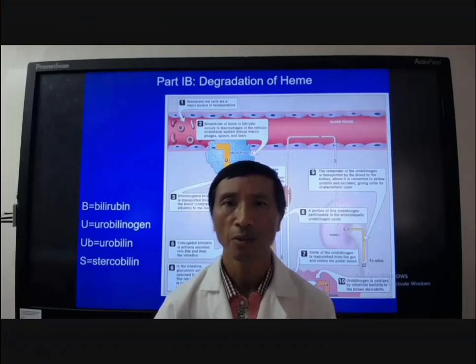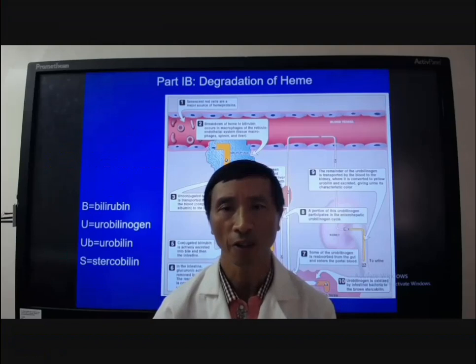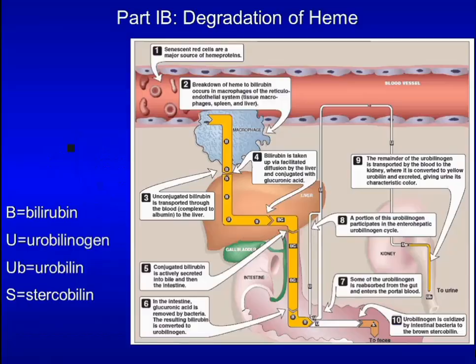Now, let's move to part 1b. We will look at degradation of heme. Most of heme is derived from hemoglobin. Breakdown of heme to bilirubin occurs in macrophages.